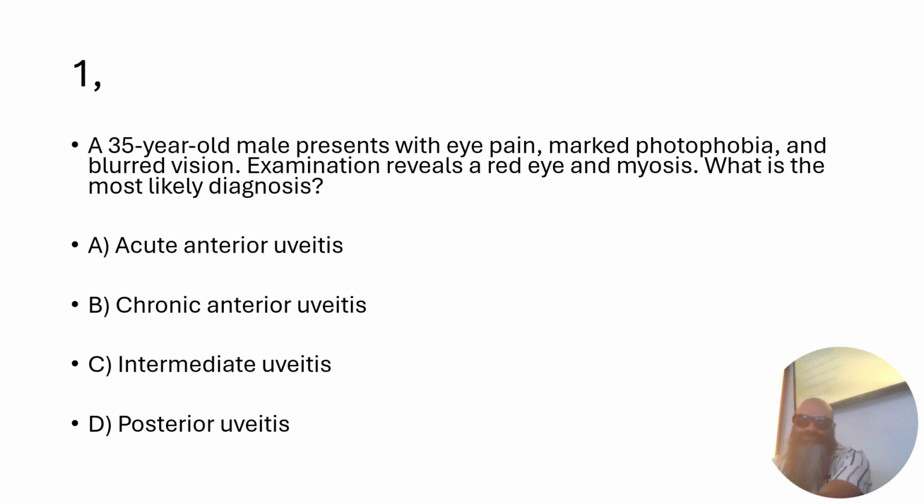All right, so first question. 35-year-old male, eye pain, marked photophobia, blurred vision. He has a red eye and meiosis. What do you think's going on here? Anyone know?